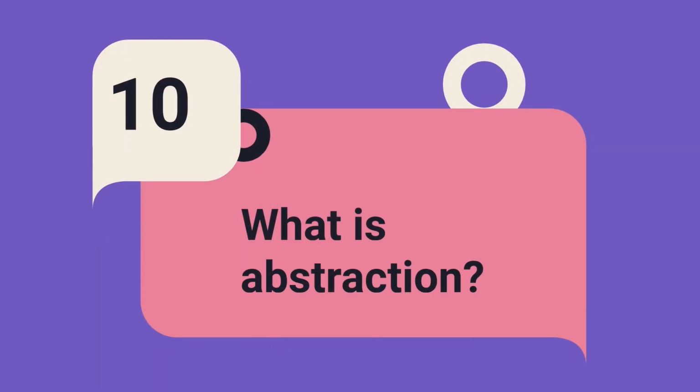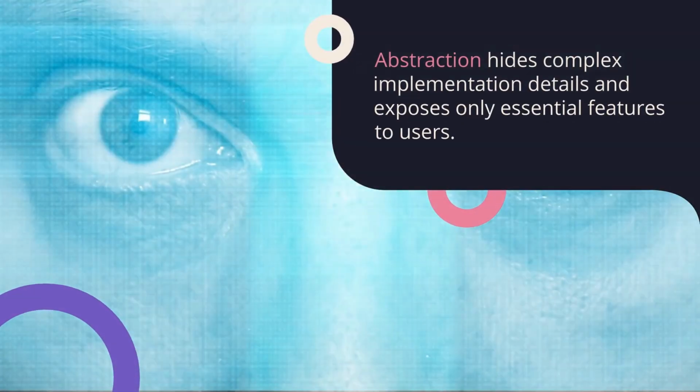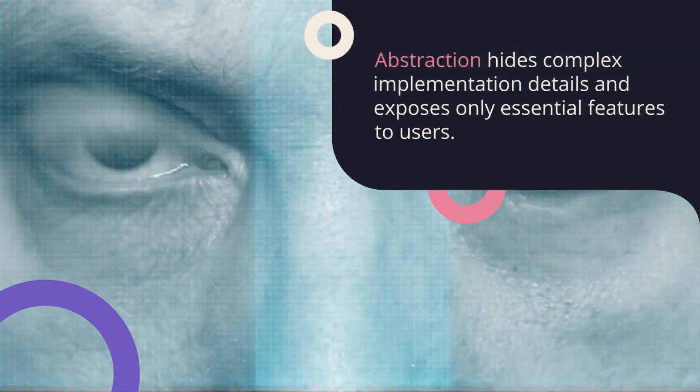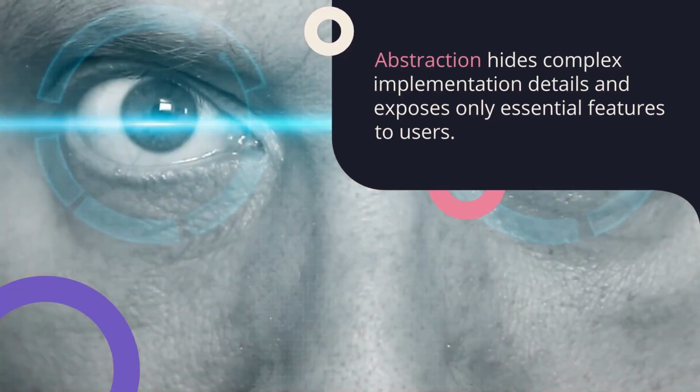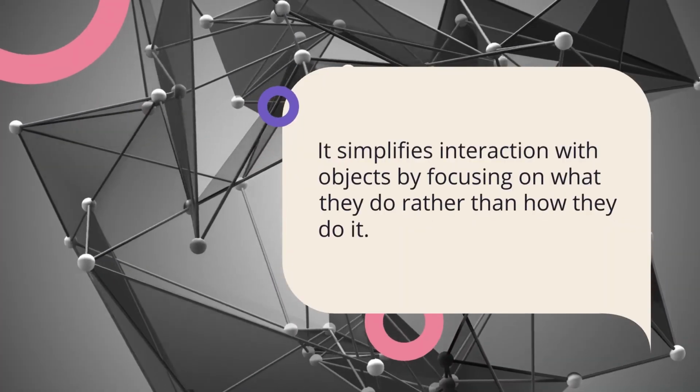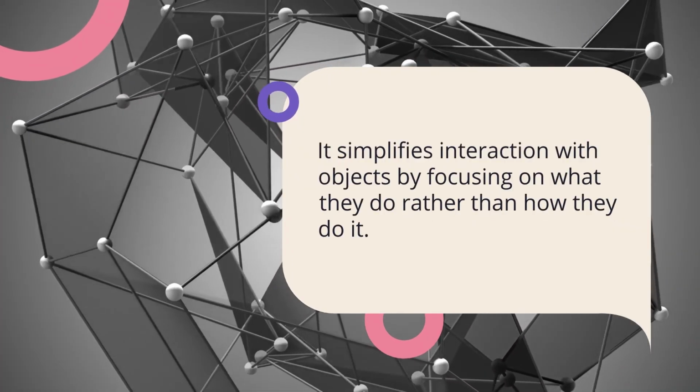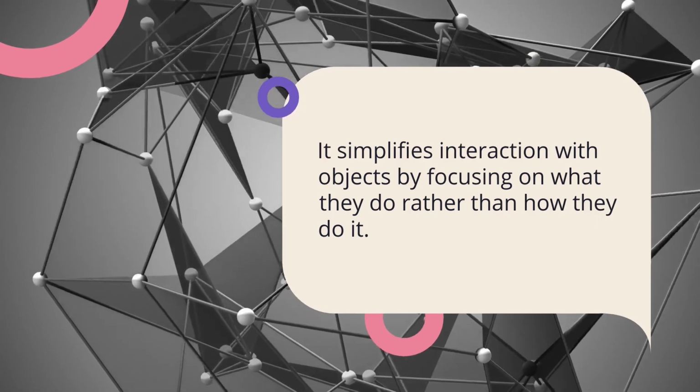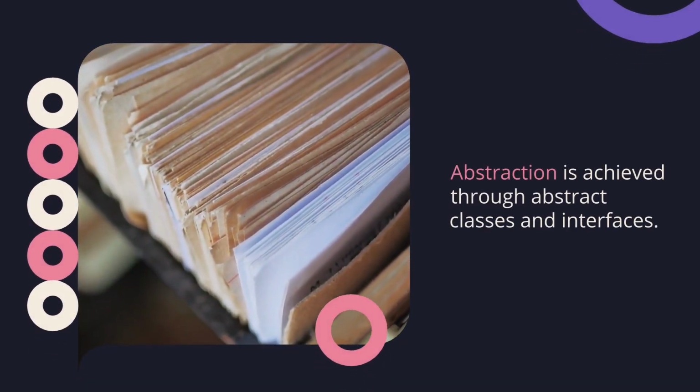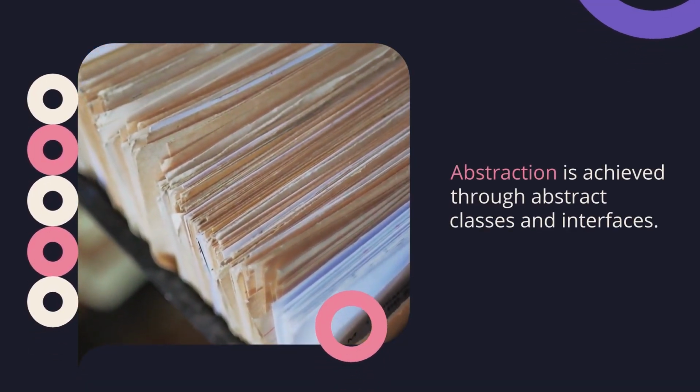10. What is abstraction? Abstraction hides complex implementation details and exposes only essential features to users. It simplifies interaction with objects by focusing on what they do rather than how they do it. Abstraction is achieved through abstract classes and interfaces.